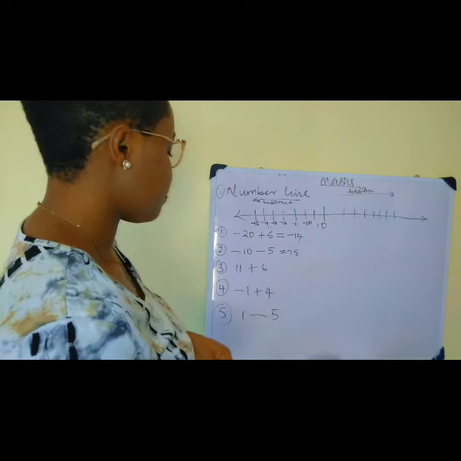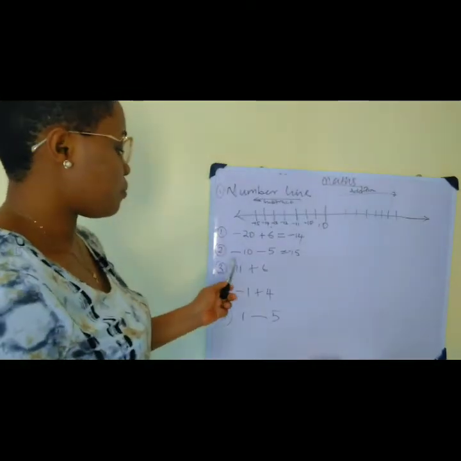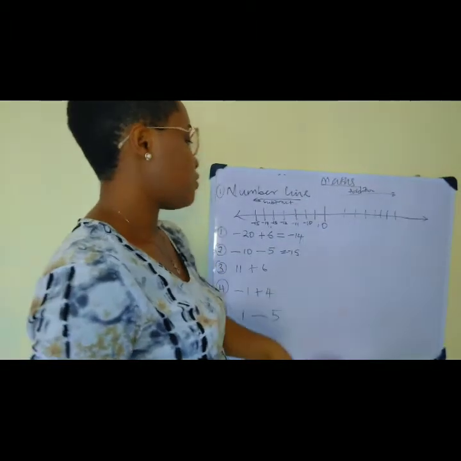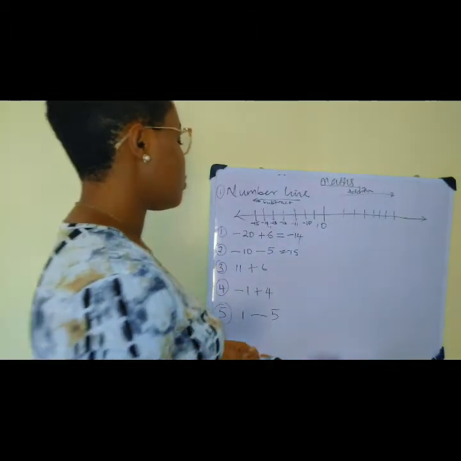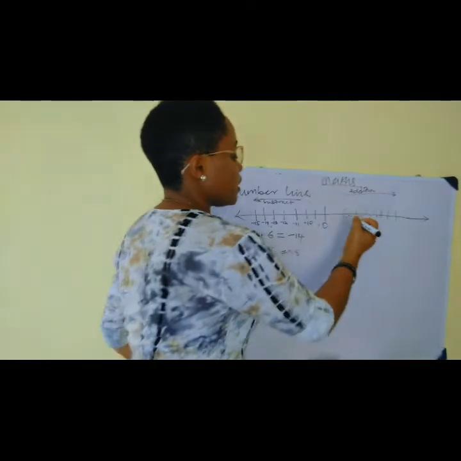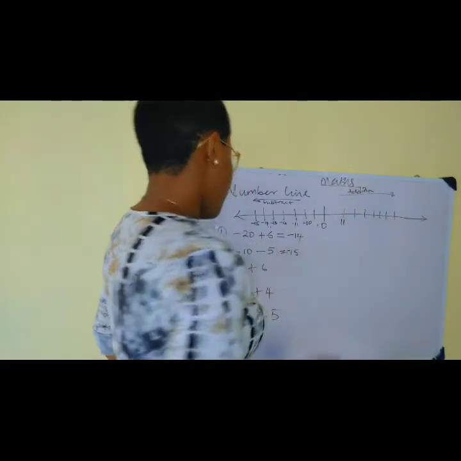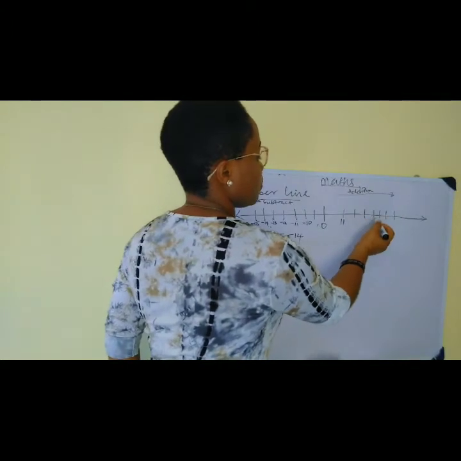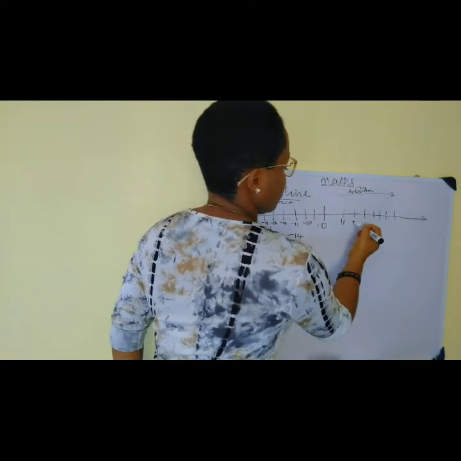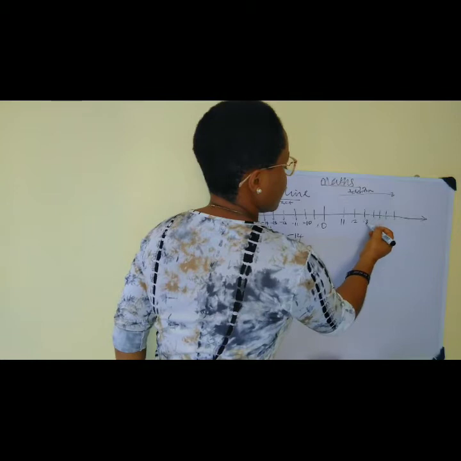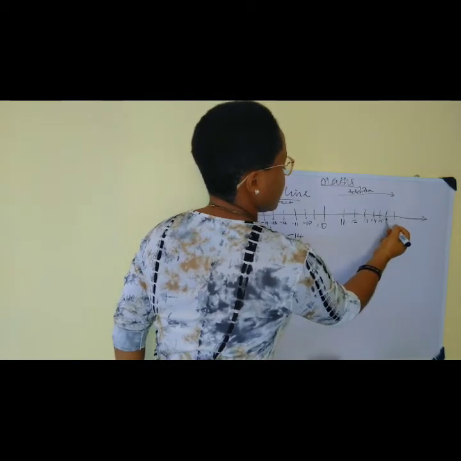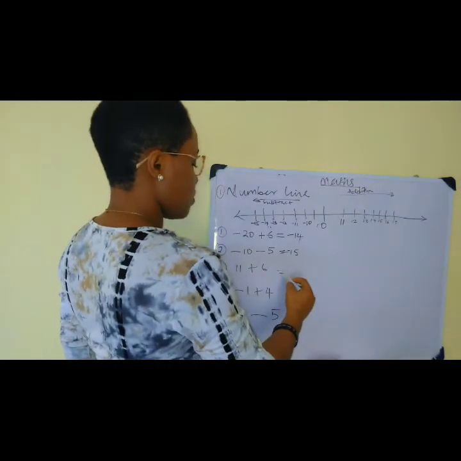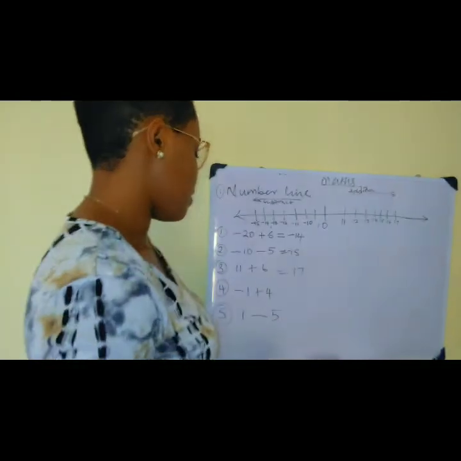Negative 15. The third one is a positive 11 plus 6. This is the positive side of the line. 11, since we are going this way, we can place our 11 here. 11 plus 6, count 6 points to the right. 1, 2, 3, 4, 5, 6. So this is 12, 13, 14, 15, 16, 17. 17 is our answer. Positive 17.